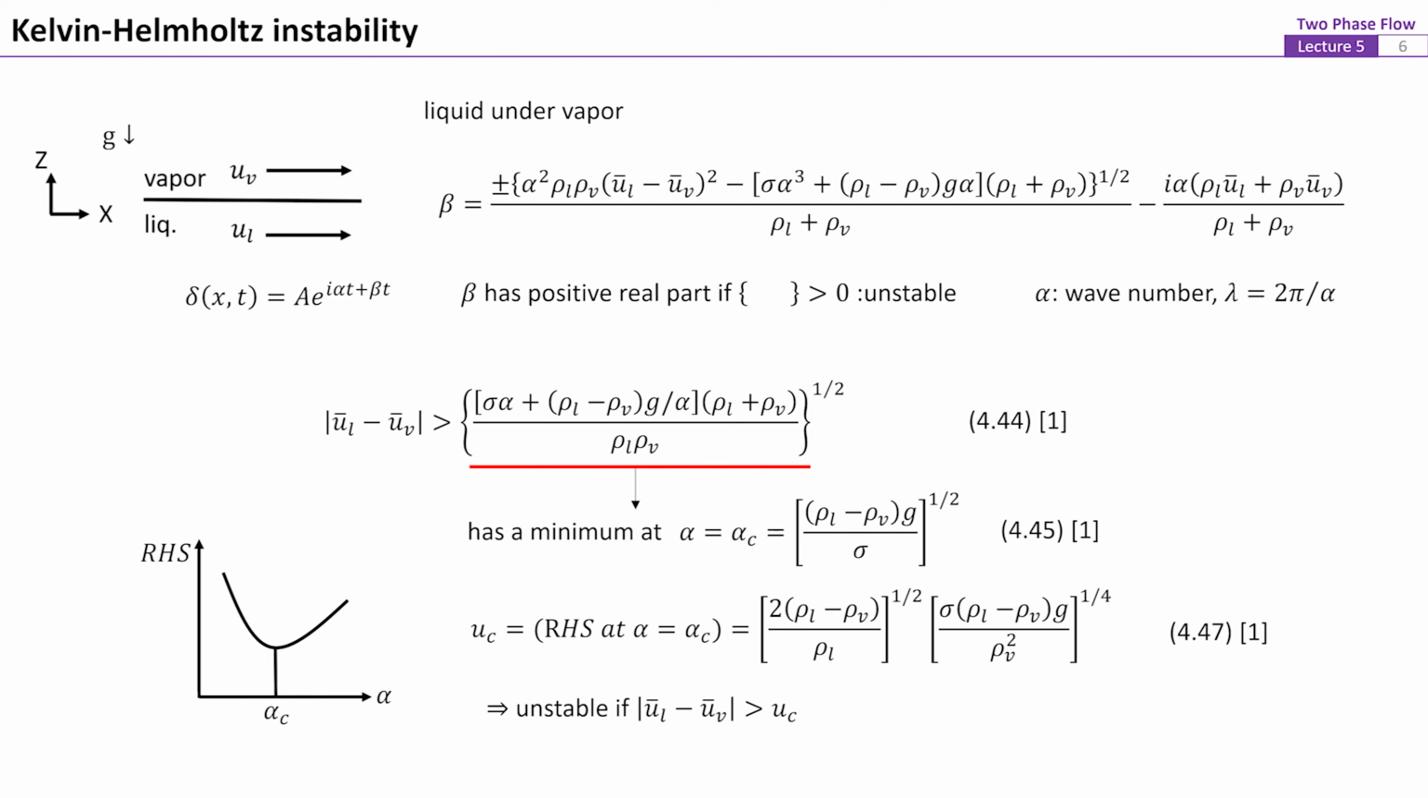If disturbances of all wavelengths are present in the system, the interface will be unstable if the absolute value of the velocity difference between the liquid and the vapor above it is greater than the critical velocity. This type of interface instability is called Kelvin-Helmholtz instability. With a specified disturbance wavelength or wave number, equation 44 can be used to estimate the required velocity difference that leads to an unstable interface.